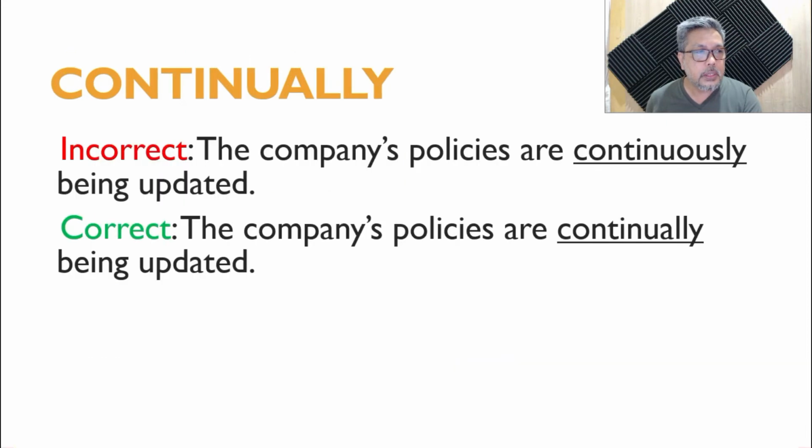Let's have more sentences. Let's start with continually. If you say the company's policies are continuously being updated, that's incorrect because, I'm sure, if the policies of the company are being updated, there have to be points where the updating has to stop, right? It didn't happen continuously. So the correct term there is continually. The company's policies are continually being updated.